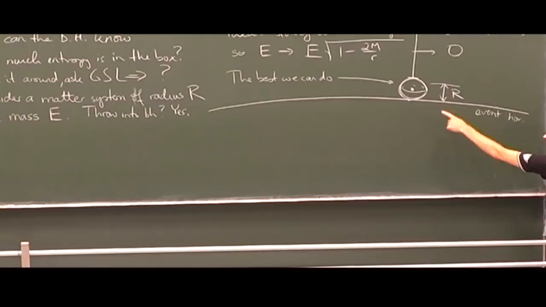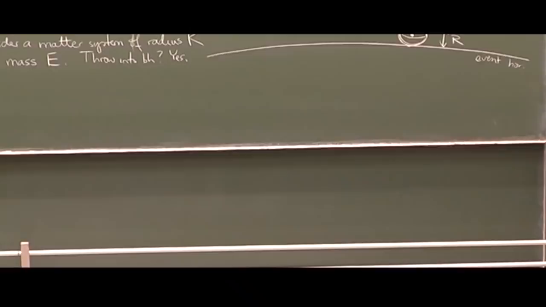So now what we want to know is how much does the black hole area increase in this sort of optimal way, if you will, maximally antagonistic to the GSL, of adding a system to the horizon.